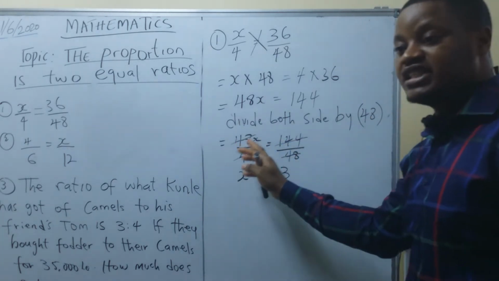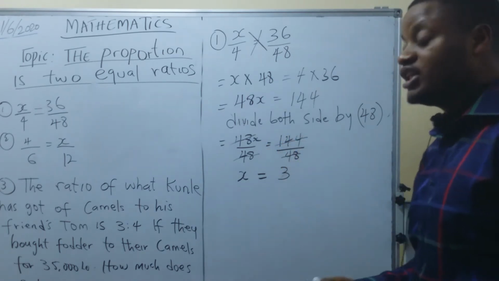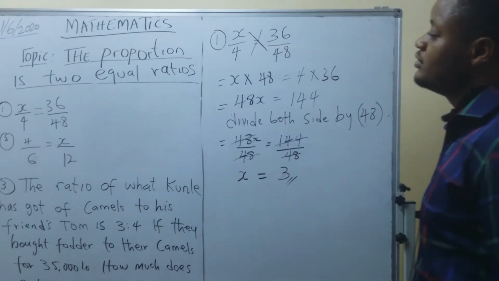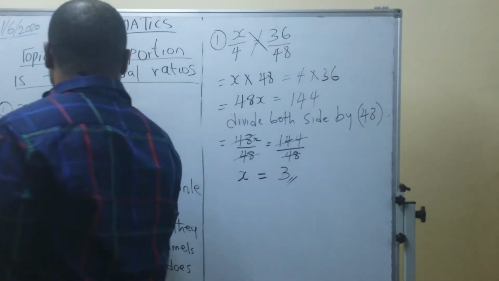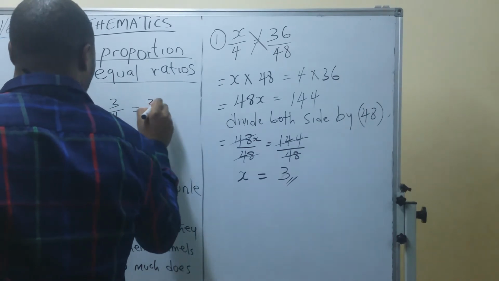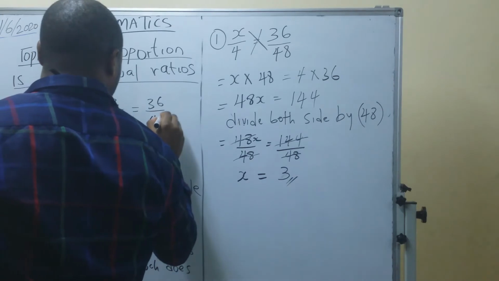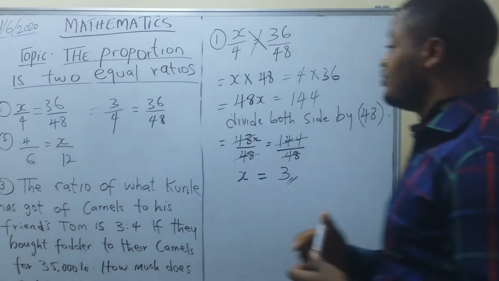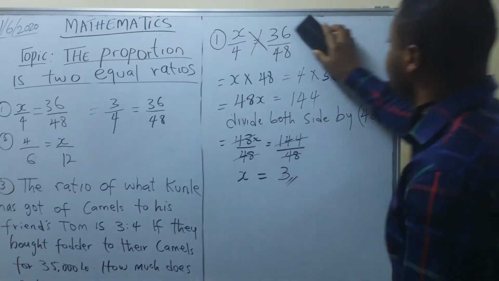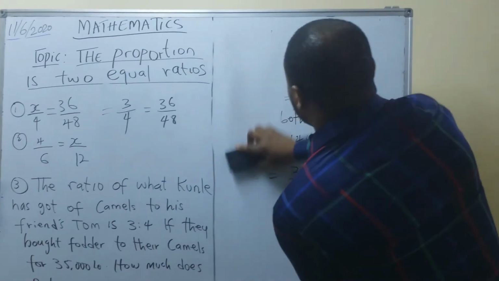We have 48x divided by 48 is equal to 144 over 48. That makes our value of x equal to 3. You can prove the answer by saying 3 over 4 and 36 over 48. Now this is for number 1. Then number 2.